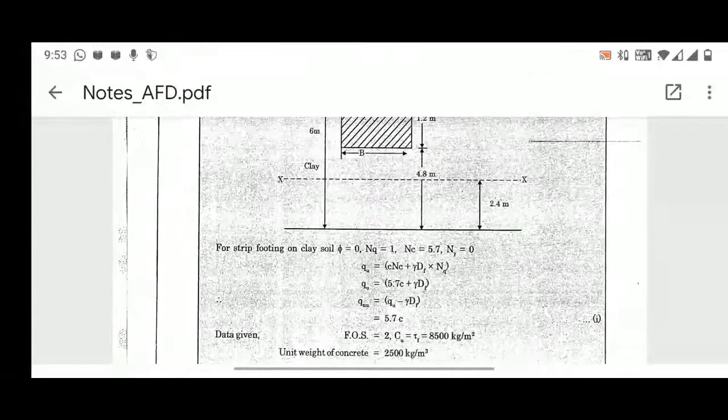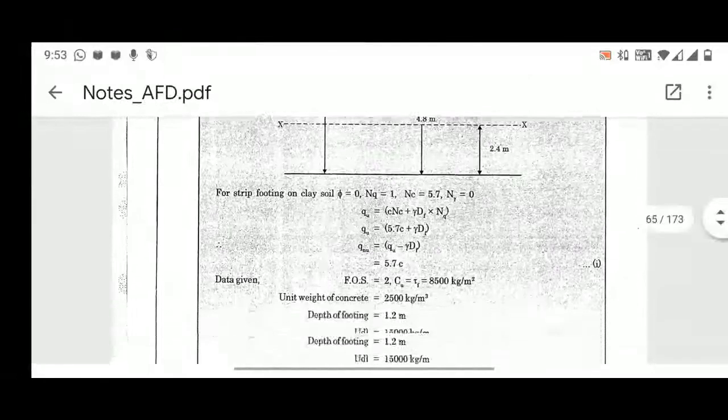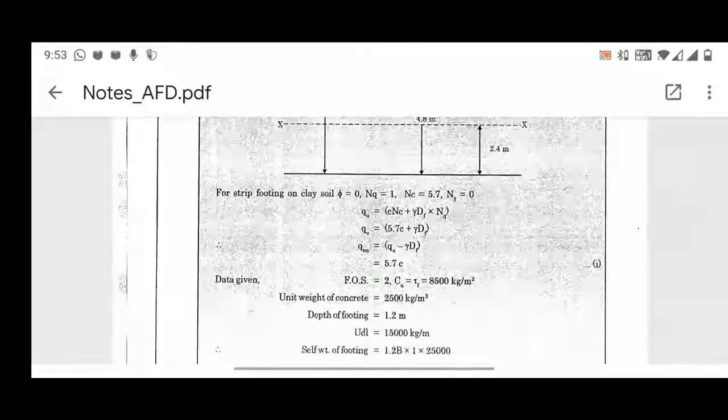Now net ultimate will be ultimate minus gamma Df. So net ultimate will be 5.7C. Now factor of safety is given and undrained cohesion is also given. So you can easily take these values from the question that is provided to you.